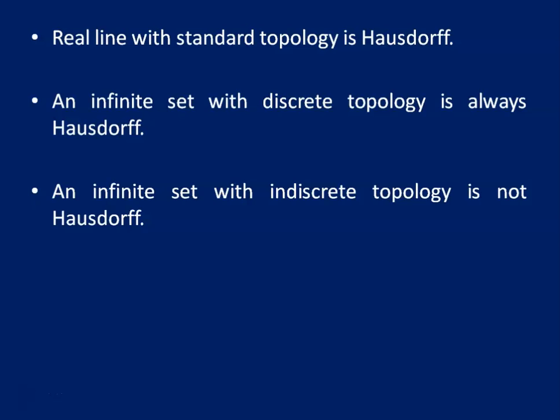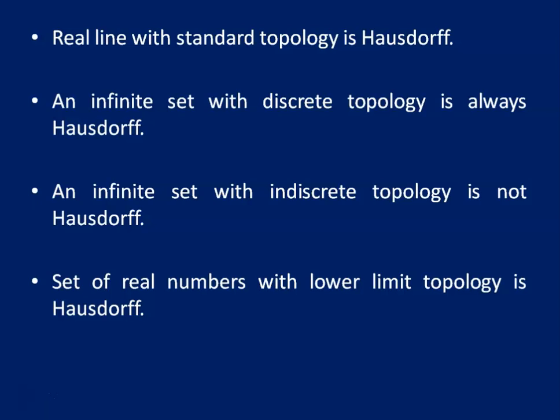An infinite set with indiscrete topology is not Hausdorff. As we know, in the case of indiscrete topology, the only open sets are the whole space X and the empty set. So we cannot find two disjoint open sets here. If we take a set X with indiscrete topology and pick any two points, we cannot find two disjoint open sets separating them. So an infinite set with indiscrete topology is not a Hausdorff space.